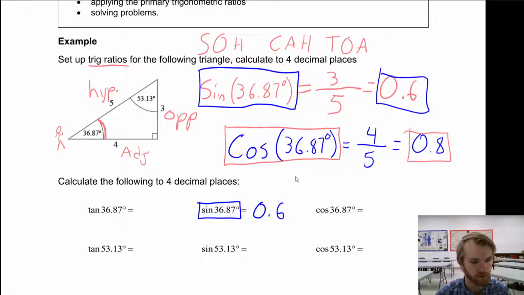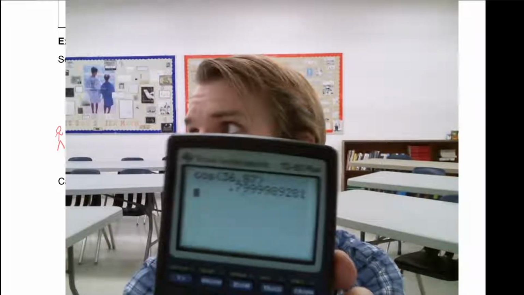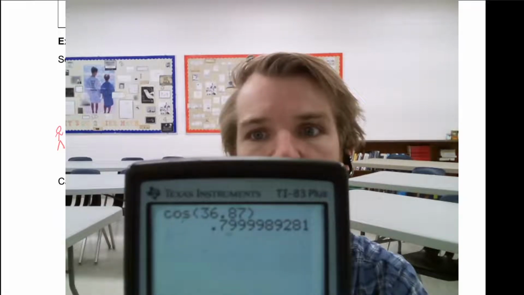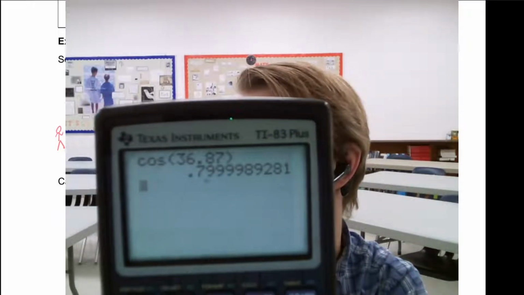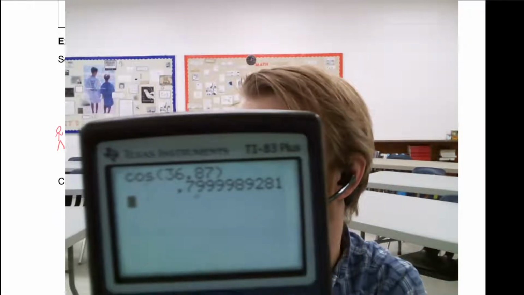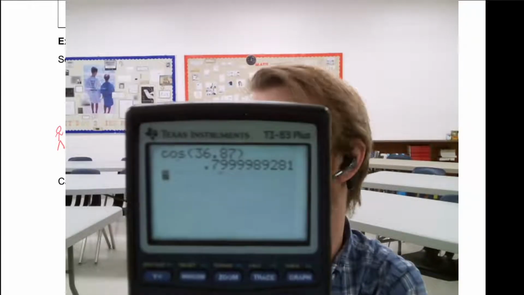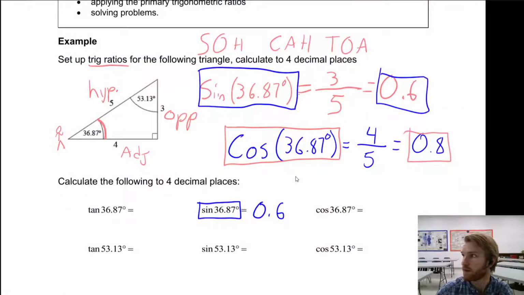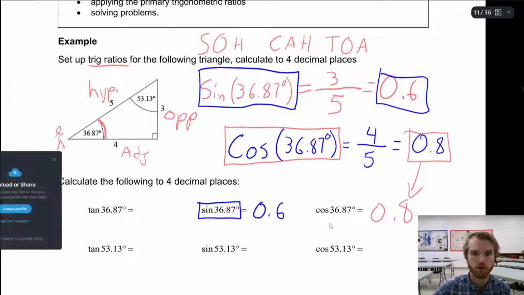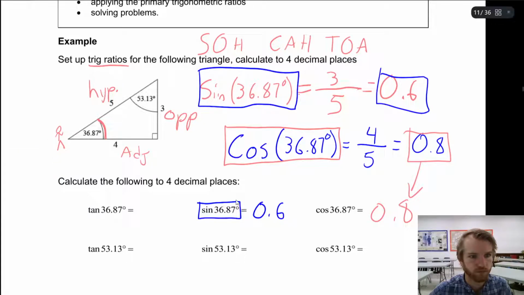If we do that exact same thing and put it into our calculator, I took cos of that angle. I didn't have to use the side lengths at all. I just said cos of that angle. It gave me 0.79999. We would round that up to 0.8, which is exactly what we just found there as well. So if we just took this and put it into our calculator, we would get the same thing, 0.8. Exact same thing. So now let's use that to solve some problems.